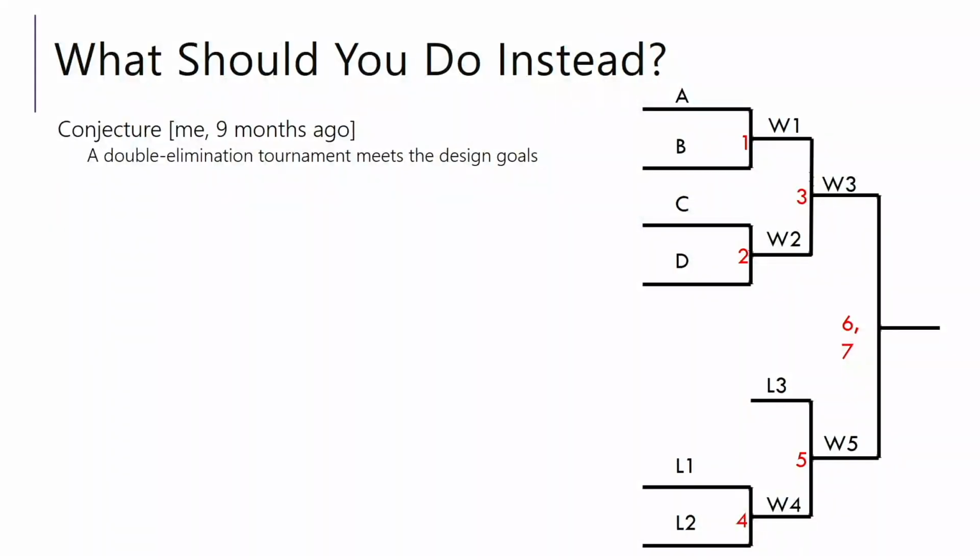All right, so this is what we're going to do. Right, so my conjecture when we started this project about 9 months ago is that what you should do is you should replace the group play with a double elimination tournament. Right, so what's a double elimination tournament? It starts out a lot like a single elimination tournament. On the top half, it looks almost exactly the same. But when you lose, you're not eliminated right away. When you lose, you go down here to what's called the loser's bracket.